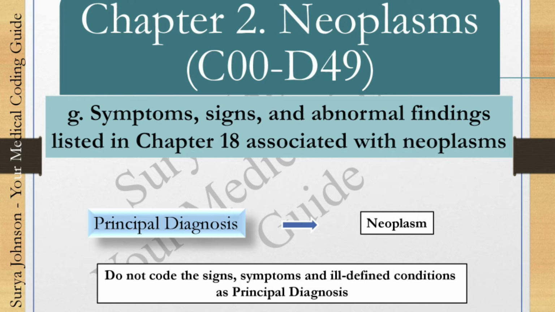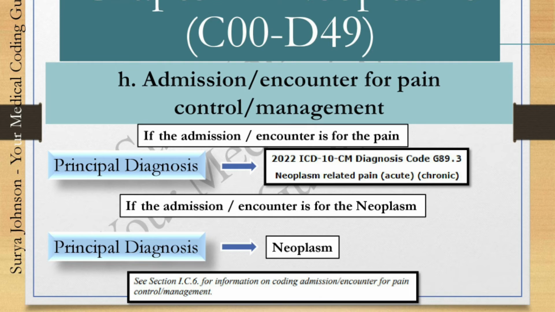So, the next one under neoplasm is H, which is admission or encounter for pain control or management. If the patient has been admitted or visits the facility to control the pain, for the management of the pain because of the neoplasm, in this scenario the reason for visit is the pain, right. So, principal diagnosis will be G89.3, which is the neoplasm related pain, acute, chronic. So, if the admission or encounter is for the neoplasm, then the principal diagnosis will be the neoplasm.